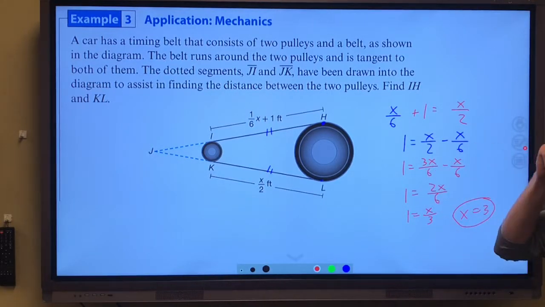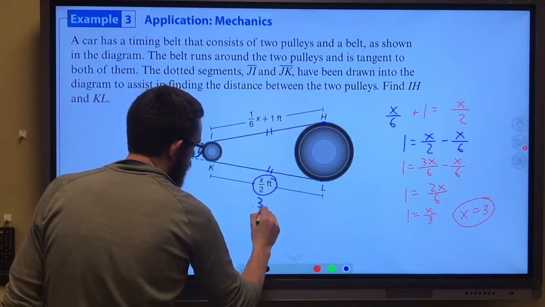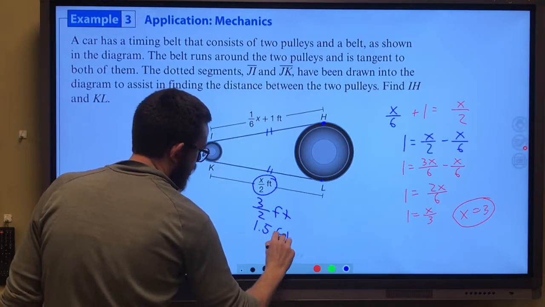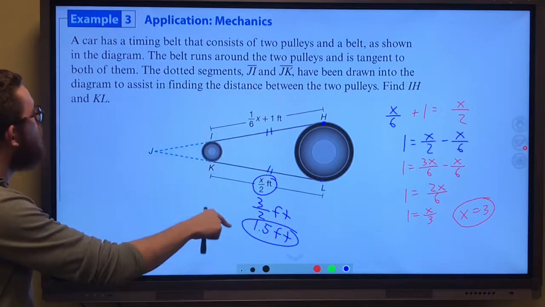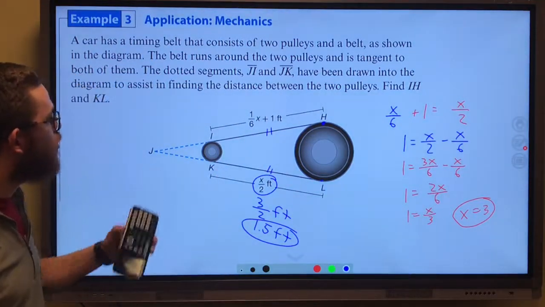When I plug it back in, this is 3 over 2 feet, or 1.5 feet. I know they're both going to be the same. Both of them are the same because they're congruent, so they're both 1.5 feet.